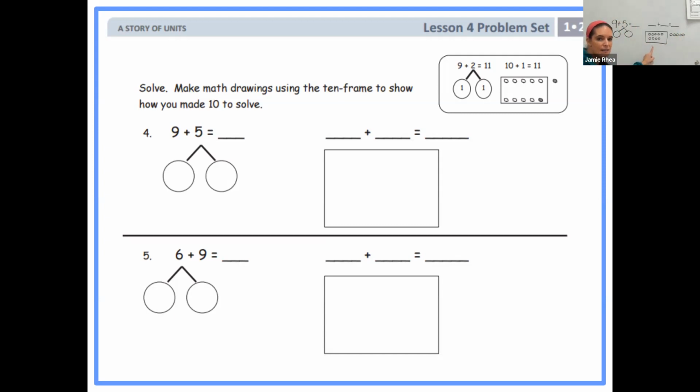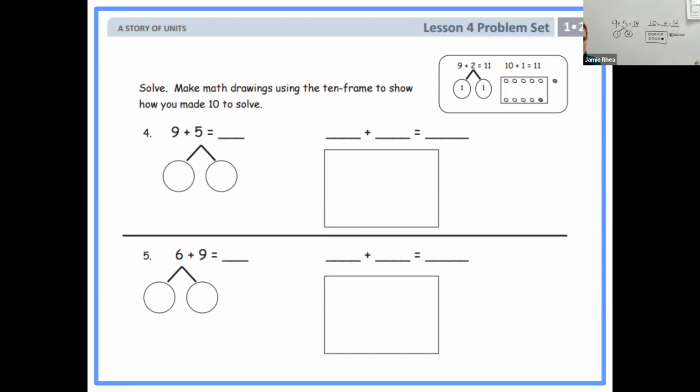How can I make this a 10? I'm going to take 1 from my 5 and bring it over here. Now I've got 10. What can I put right here? How can I break this 5 up? How did I do it? I put 1 in my box and I had 4 left over. Now, can I solve? Yeah, I can say 10 plus 4 more, 10, 11, 12, 13, 14 equals 14.